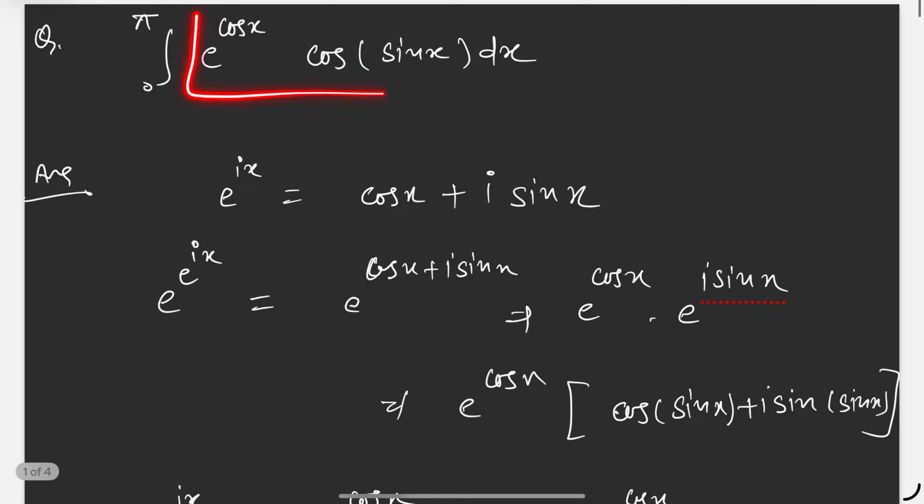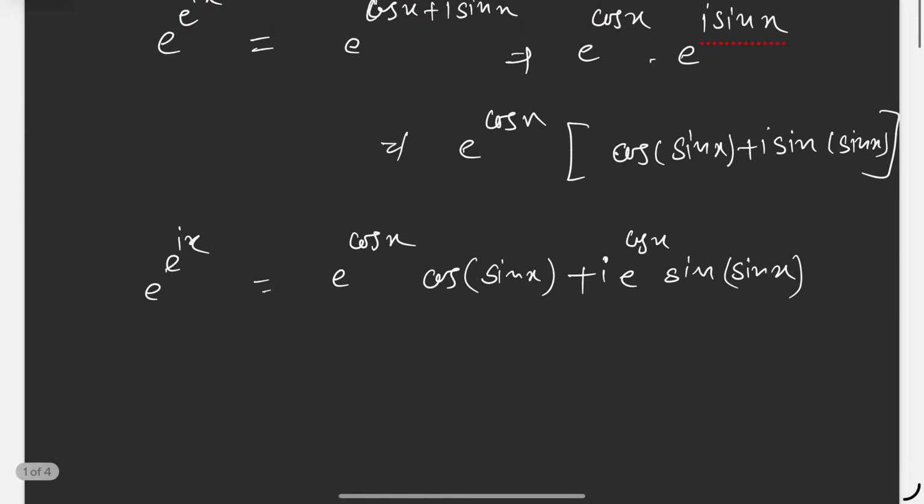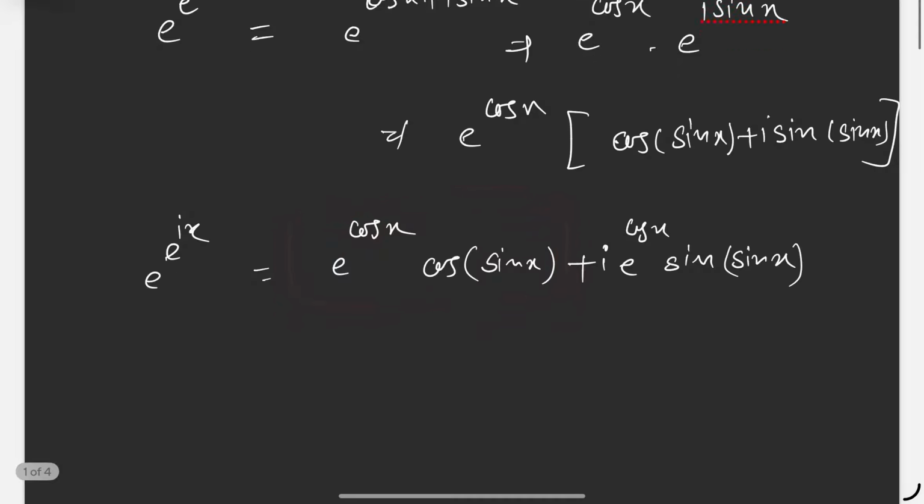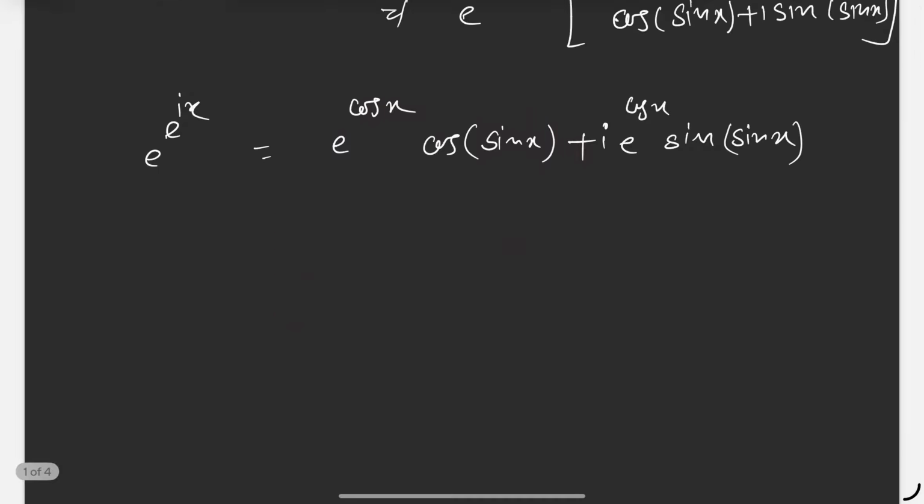See here, e to the power cos x cos of sin x dx. So actually my question is, I is what? Real part of, you can write here, real part of integral 0 to pi e to the power iota x dx. Now this is the question, okay? And dx is here. So how to solve this now?